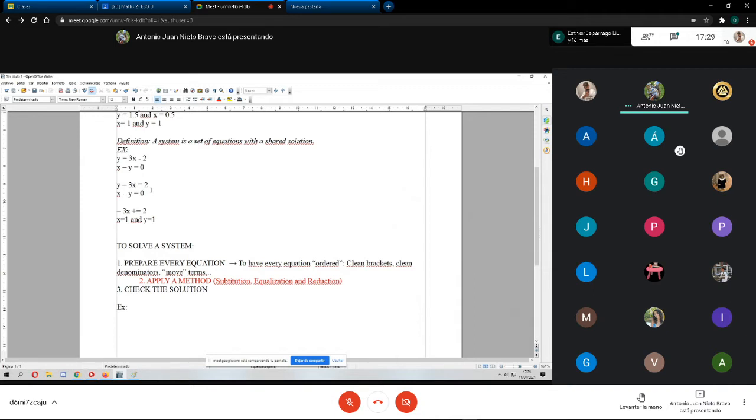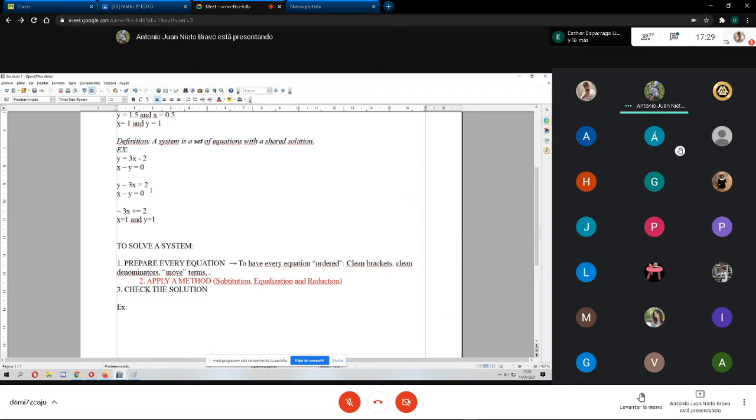Do you understand the idea? First of all, prepare the equation, the system. And now the method. To apply a method. First method, the method we have to see today, substitution, has several steps.